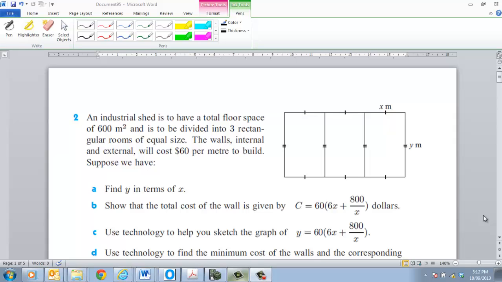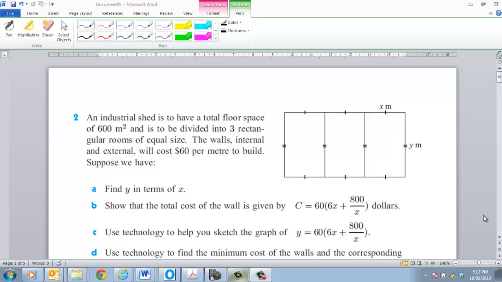Hi guys, we're going to look at the example of an industrial shed. So what we have to look at here is a floor space of 600 square metres, and it's going to be divided into 3 rectangular rooms of equal size. The wall, internal and external, will cost $60 per metre to build.